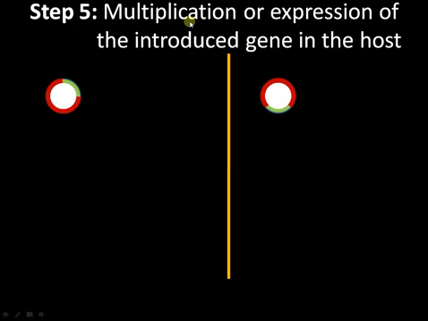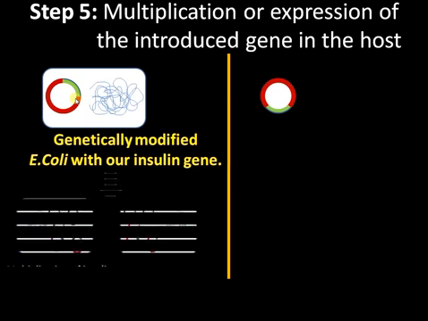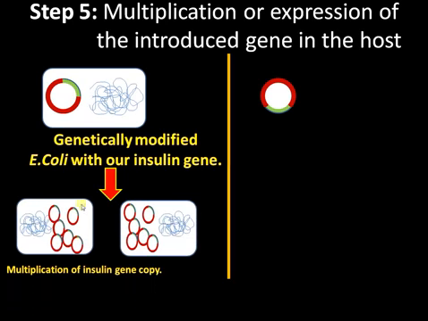The final step is multiplication or expression of the introduced gene in the host. As I mentioned in the first slide, our intention is to make as many copies of that particular gene, or I need to make that gene product to be synthesized inside the bacterium. So we have a genetically modified E. coli with our insulin gene, and this plasmid will replicate inside the host, and these bacteria will also replicate, making millions of copies of this particular gene. Our first intention is achieved. We have our gene of interest produced in millions of numbers.